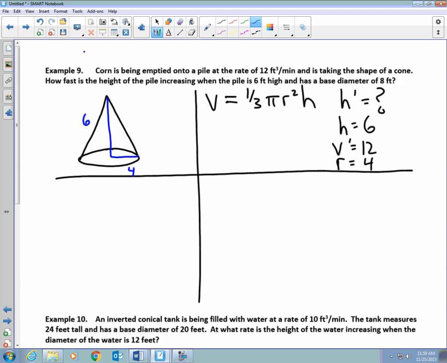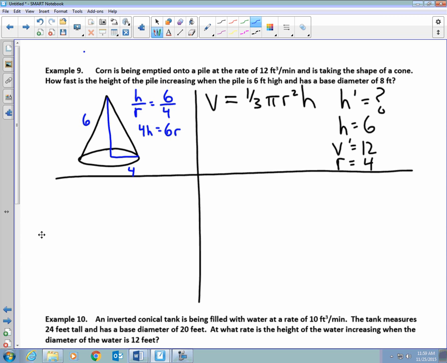So it will continue to take this shape proportionally. Think about it. When the radius becomes 8, what will the height be? 12. So the height divided by the radius is equal to 6 over 4. 4 times h is 4h. It's equal to 6r. Are we solving for r equals or h equals?